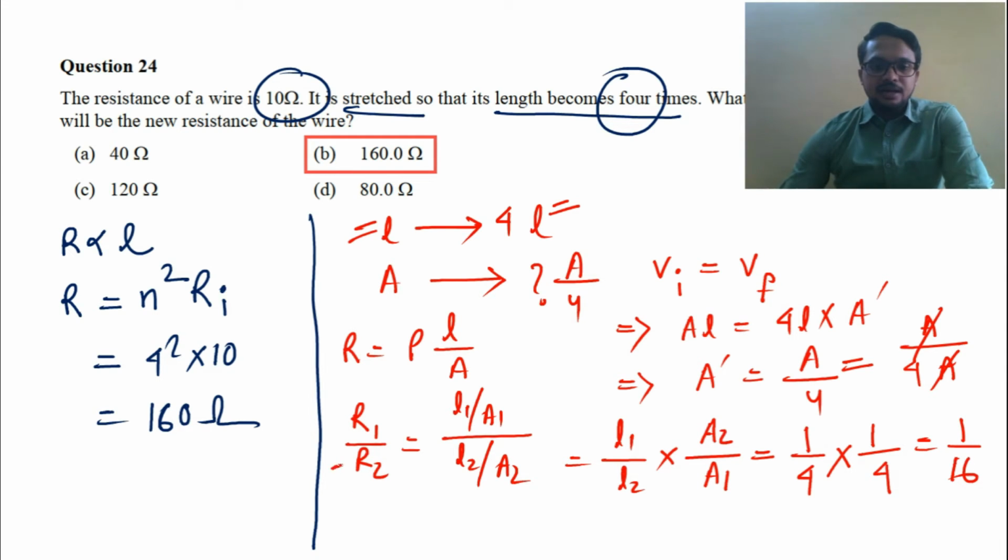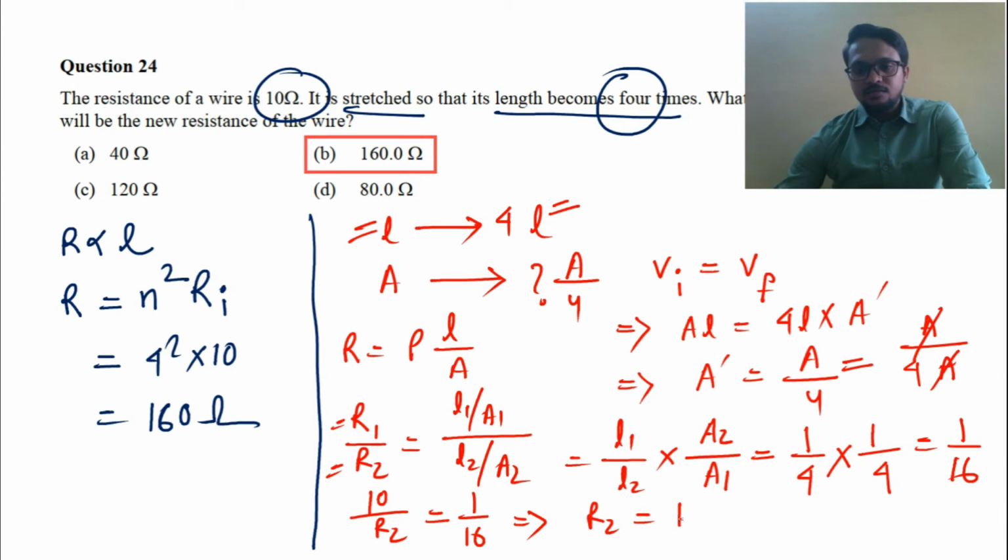So we have to find R2. R1 we know, R1 is 10 ohm, so 10 by R2 equal to 1 by 16. So R2 will be 160 ohm. This is the shortcut method, and this is the entire process.